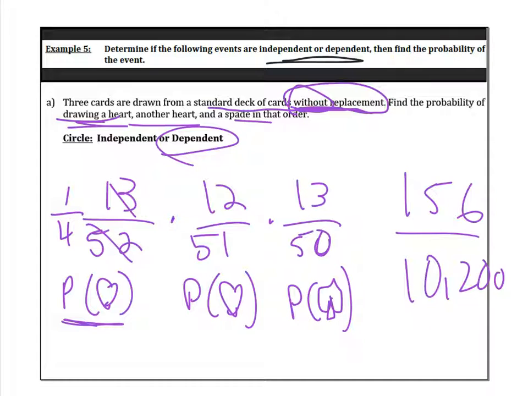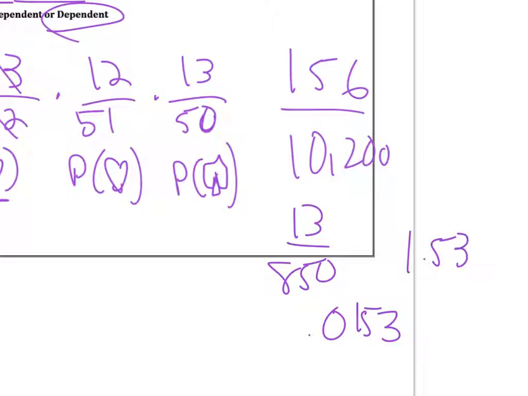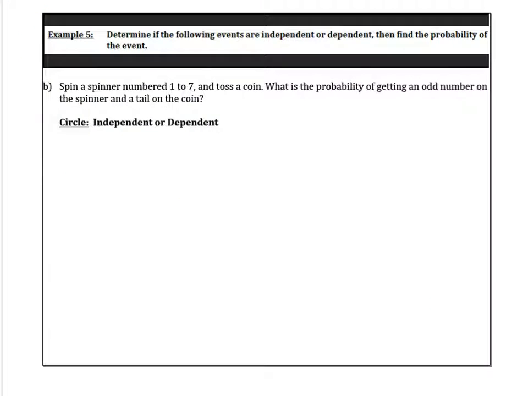So I can simplify that. That's going to simplify to 13 out of 850, which as a decimal, it's 0.0153. So 1.53% of that happening. So that's your probability of that.